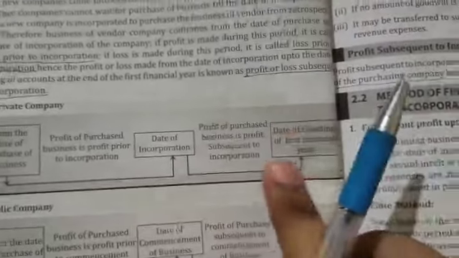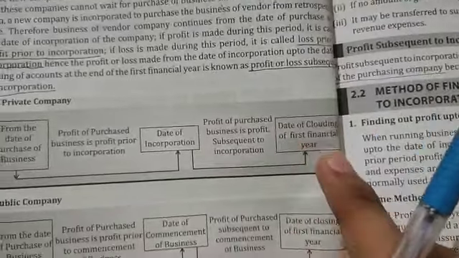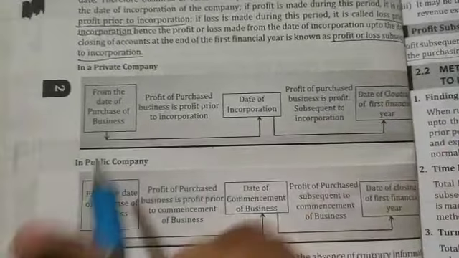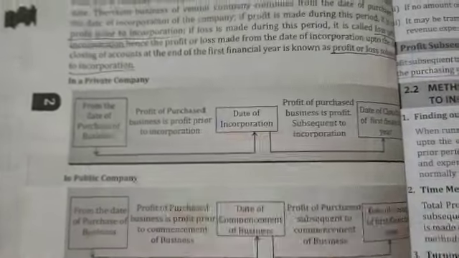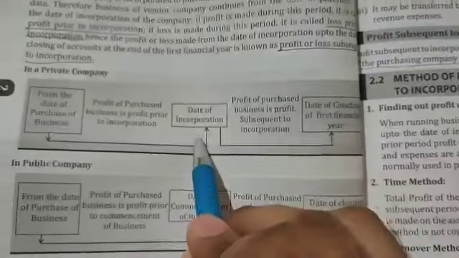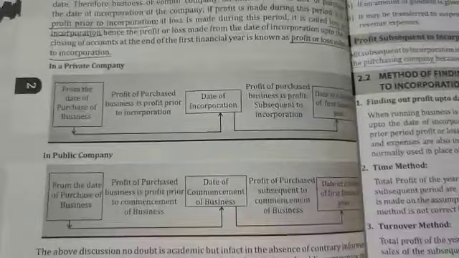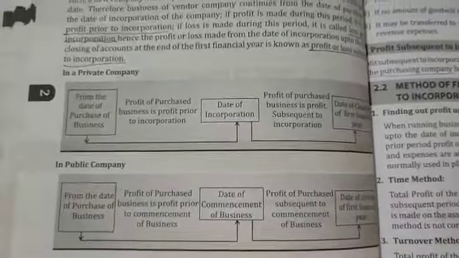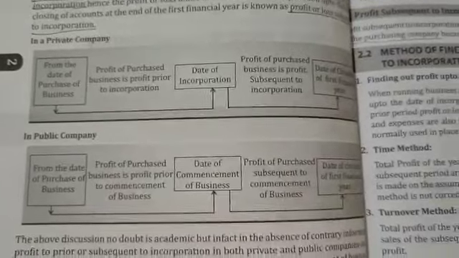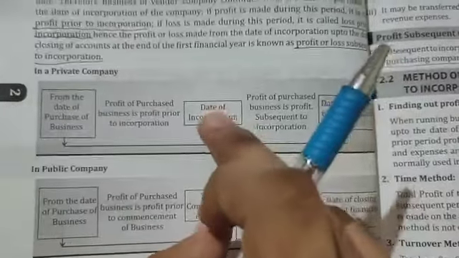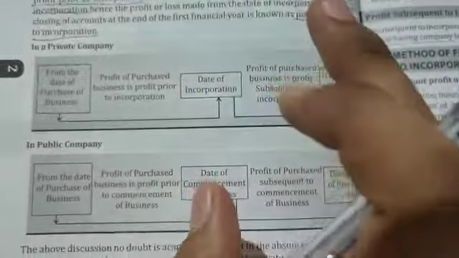of incorporation, and the date of the end of the financial year. This is the starting of the financial year, this is the ending of the financial year, and this is when the incorporation starts. When they get the incorporation certificate, that date is included here.